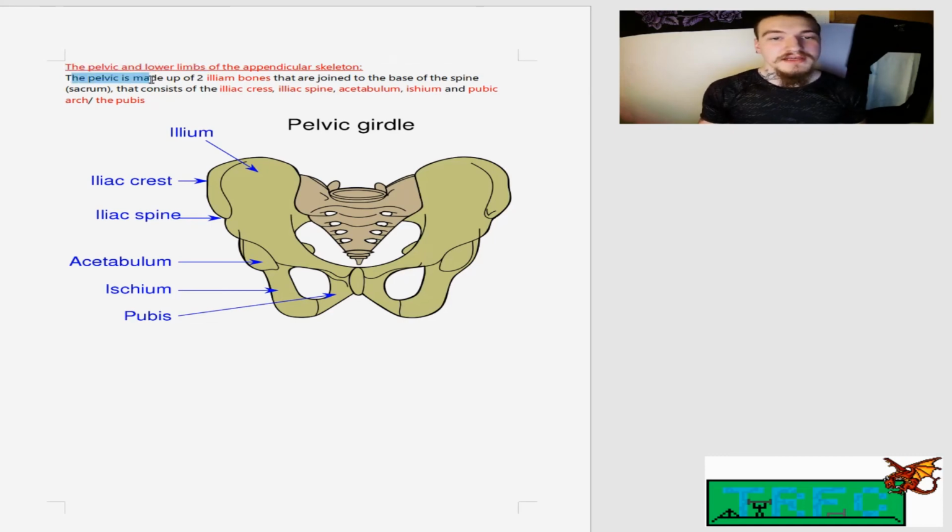So the pelvis is made up of two ilium bones that are joined together at the base of the spine, so at the sacrum, and consist of the iliac crest, the iliac spine, acetabulum, ischium, pubic arc, also known as the pubis. So as you can see here, we've got the two iliums coming in here. You've got the pubis down here, you've got the ischium, iliac crest and iliac spine.